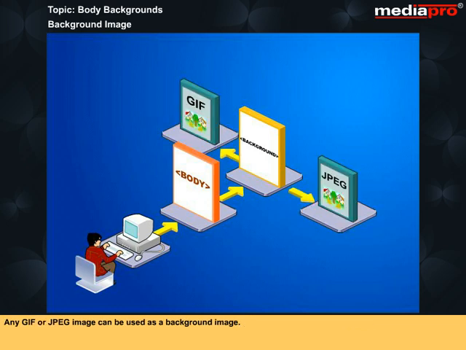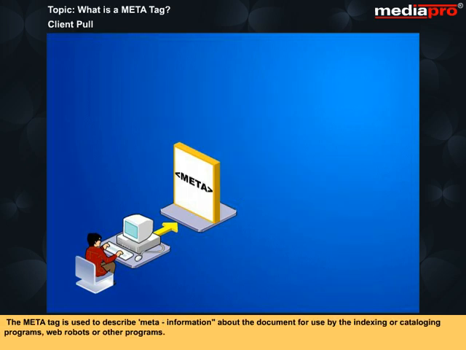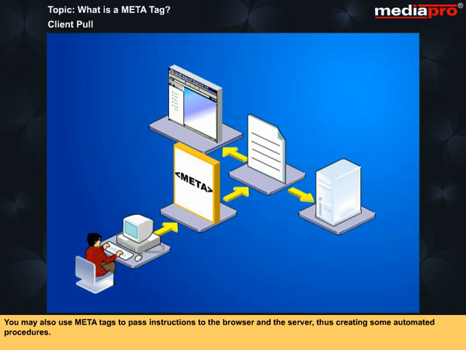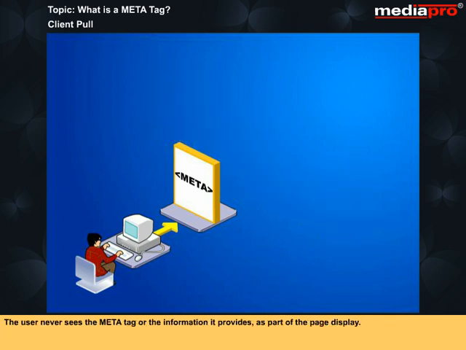Any GIF or JPEG image can be used as a background image. The meta tag is used to describe meta information about the document for use by the indexing or cataloging programs, web robots, or other programs. You may also use meta tags to pass instructions to the browser and the server, thus creating some automated procedures. The user never sees the meta tag or the information it provides as part of the page display.